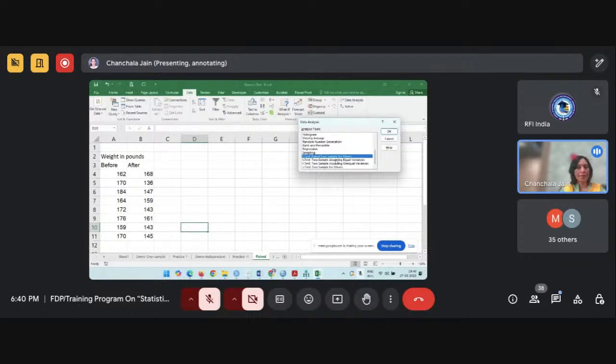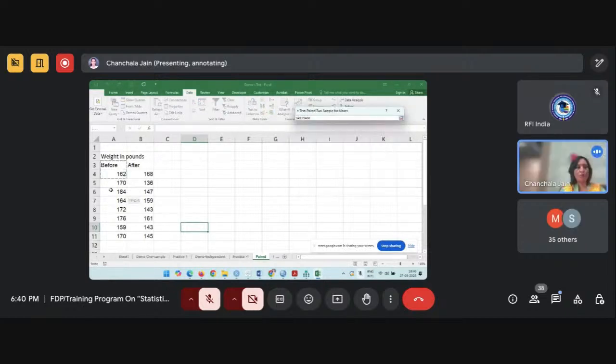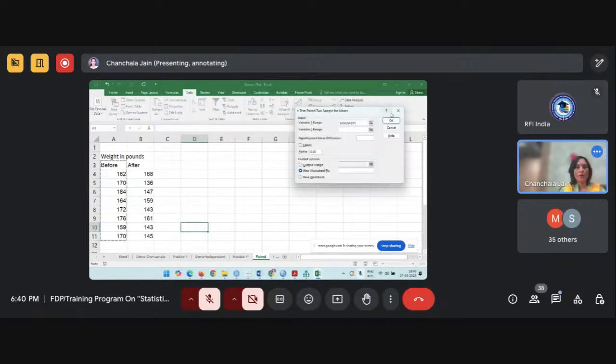Yes, ma'am. Click on OK. Then you need to provide the range of your first set of data, and then select the second column. For the hypothesized mean difference, we are not assuming any difference in the means, so we are not entering anything here.